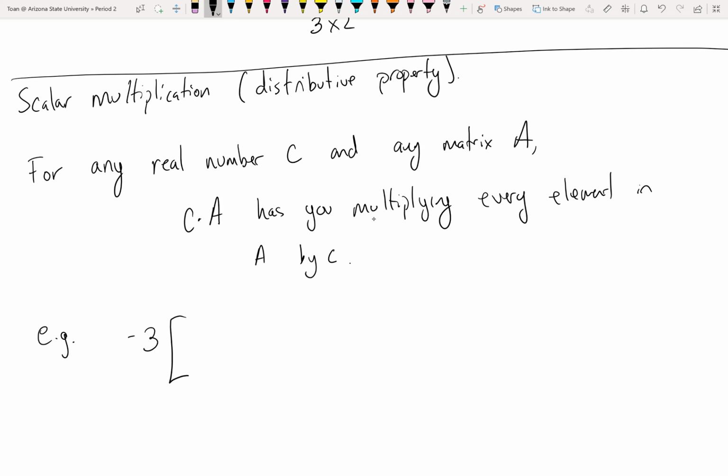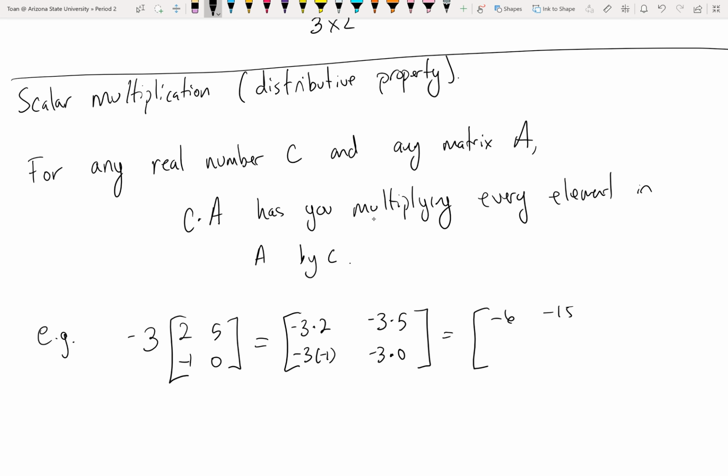For example, if I had -3 times 2, 5, -1, 0, all that tells you to do is take every single number on the inside and multiply by -3. So this is -3 times 2, -3 times 5, -3 times -1, -3 times 0. And of course, that gives you -6, -15, +3, and 0. I'm only showing the middle step just because it's our notes. I totally expect you to go from the problem straight to the answer. You don't have to show the middle step if you don't want to. I hope that's also straightforward.